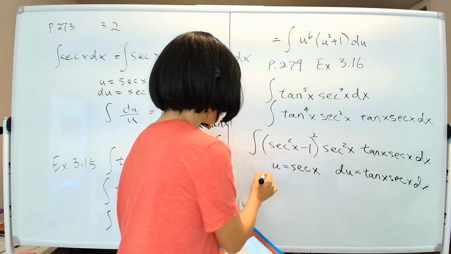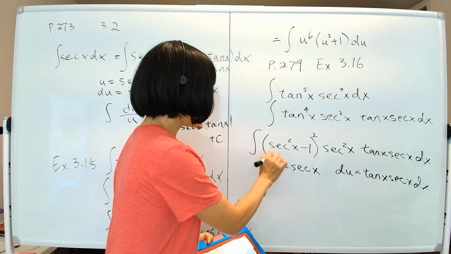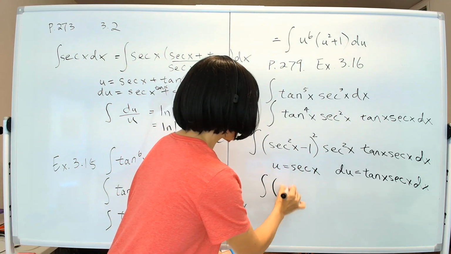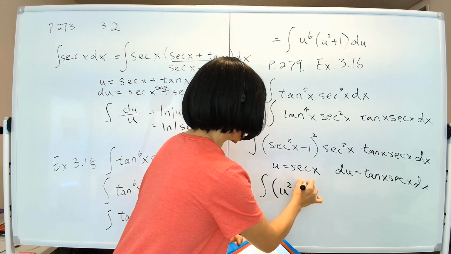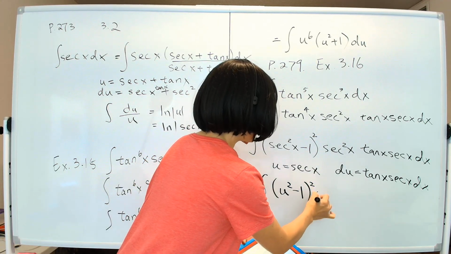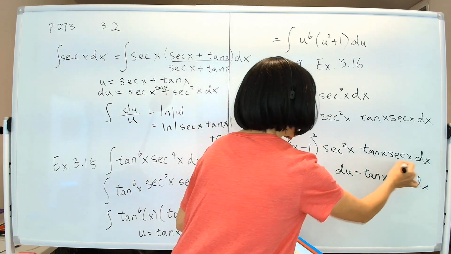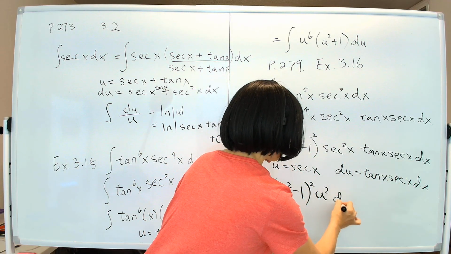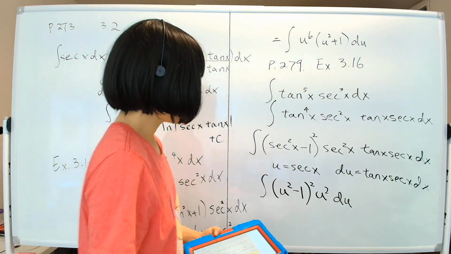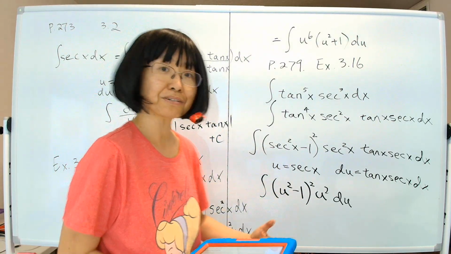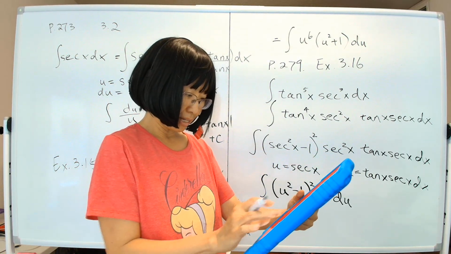And so with that, we can rewrite our integral with u as secant x. So that becomes u squared minus 1, squared again, and then another u squared. And then the rest of it is just du. And then you multiply this out, and it's a polynomial, so it integrates fairly easily.